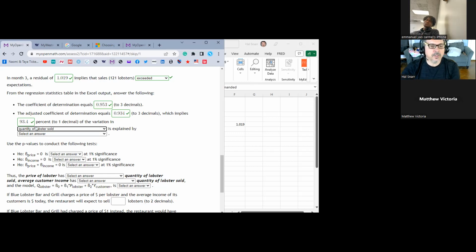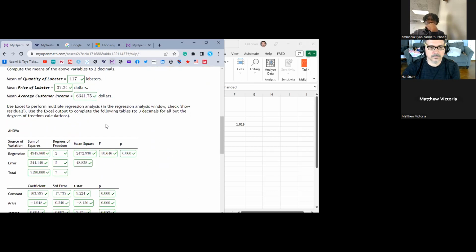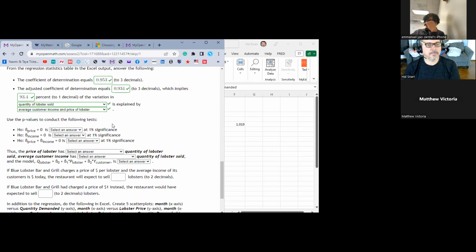And then, so 93.4% of the variation in what we're predicting, in this case, quantity of lobster sold, is explained by average customer income and the price of lobster, right? Got it? Now we're going to use the p-values. We're going to test these hypotheses.